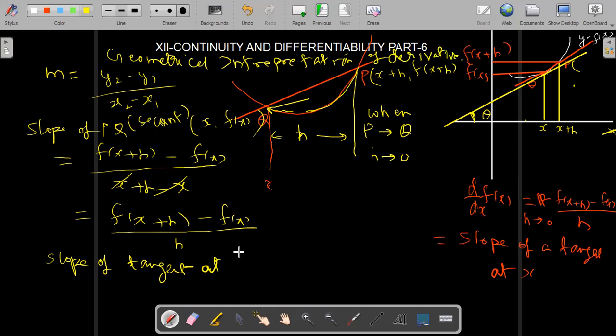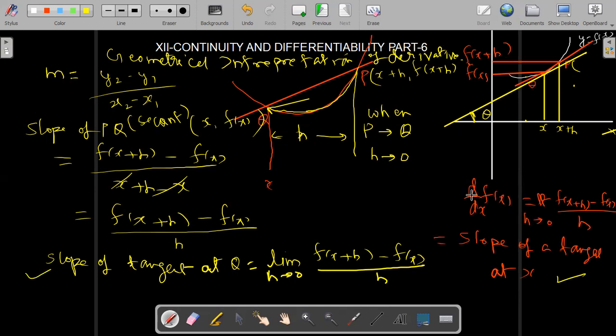So then the slope of the tangent at Q will be equal to limit h tending to 0, f(x plus h) minus f(x) upon h. Okay, got it? And this is the slope of a tangent. This is also the slope of a tangent. That's why this derivative represents the slope of a tangent. This is the meaning of this one.